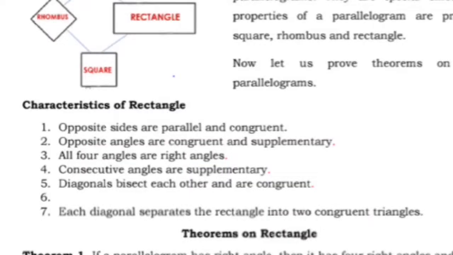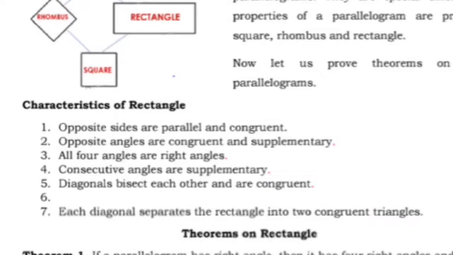So, let's have first the characteristics of a rectangle. First one, opposite sides are parallel and congruent. When you say parallel, if we extend the sides, they will not intersect. So, they are parallel and congruent. Congruent means they have equal measurement. Second one, opposite angles are congruent and supplementary. Supplementary, if you add the two, the sum will be 180 degrees.